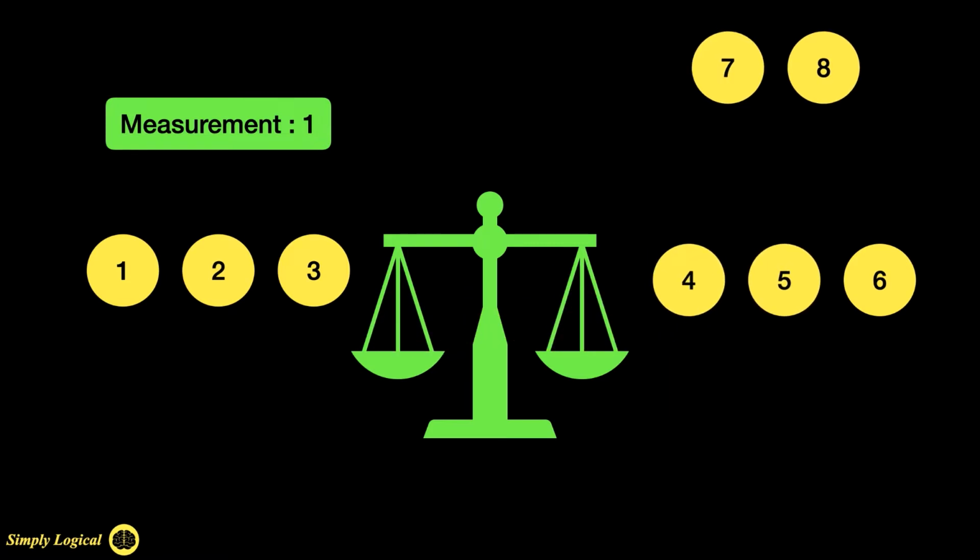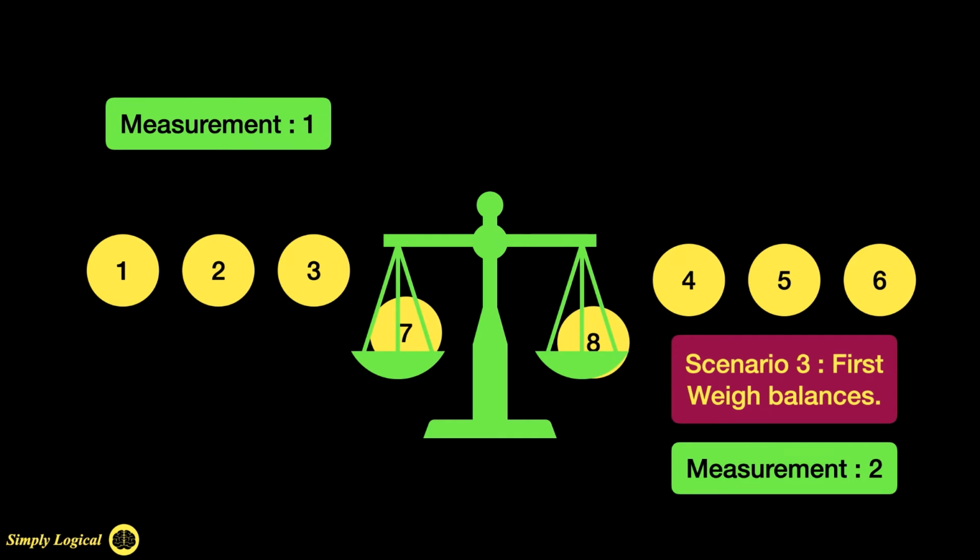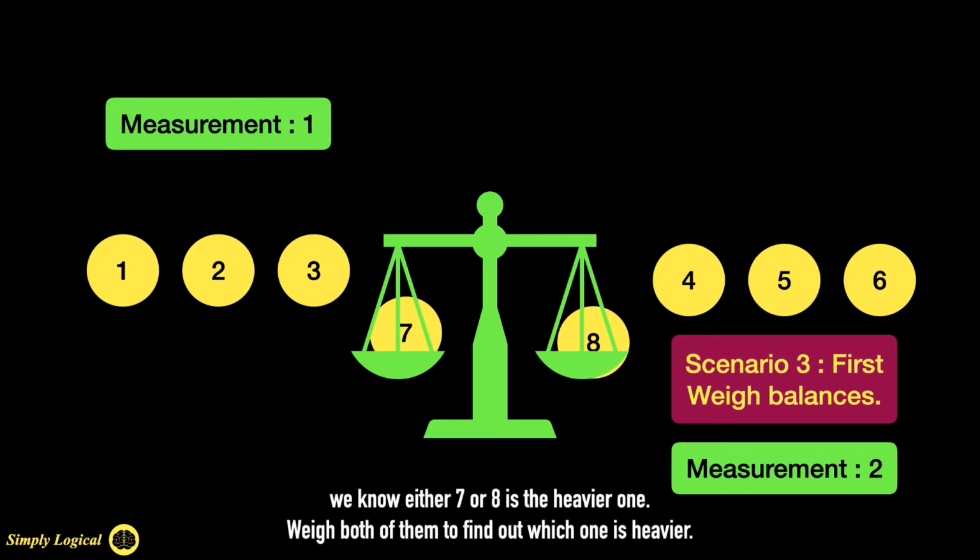Let's consider the final scenario, that is scenario 3. If 1, 2, 3 and 4, 5, 6 balance out, then we know either 7 or 8 is the heavier one. Weigh both of them to find out which one is heavier.